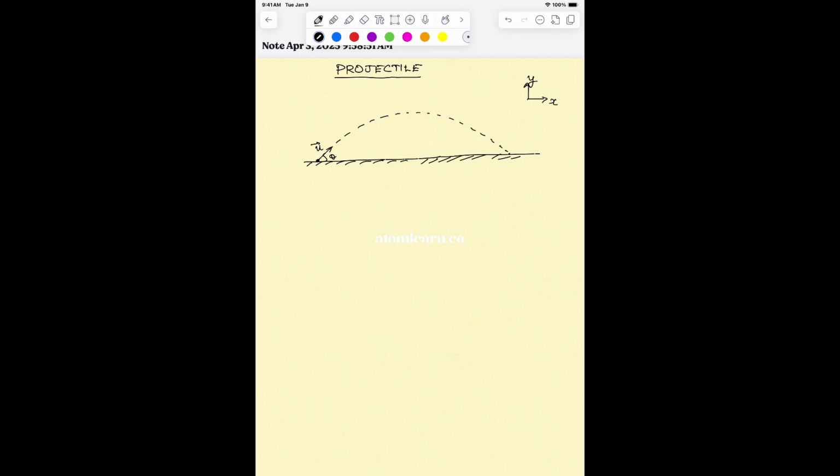And therefore, we can resolve the initial velocity u in terms of its components. This is theta, therefore the horizontal component is u cos theta, plus the vertical component will be u sin theta. That is at t equal to 0. As it is climbing up, the curve is showing that its trajectory or the path is like this. This is the velocity at this particular point.